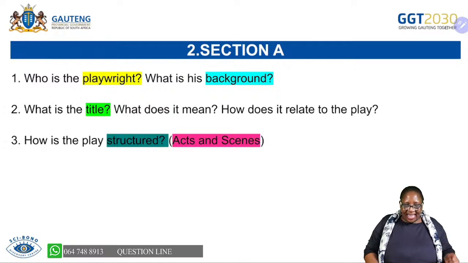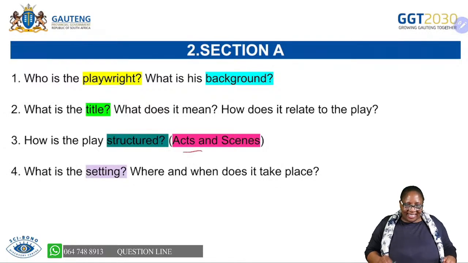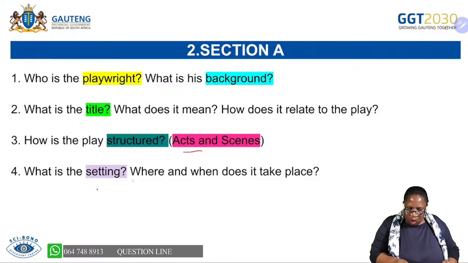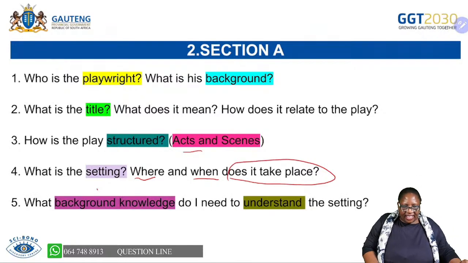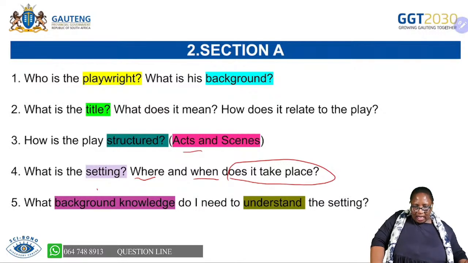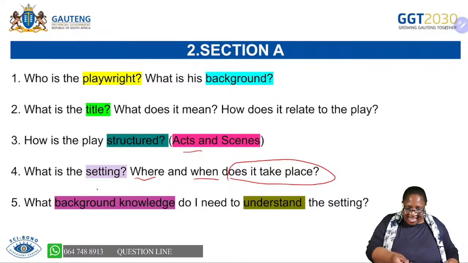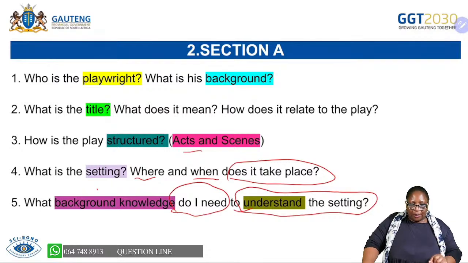How is this play structured? That is in acts and scenes. What is the setting? Where and when does it take place? Lastly, in this section, I want you to answer the following question. What background knowledge do you need in understanding the setting?